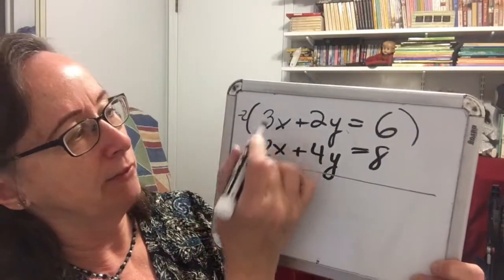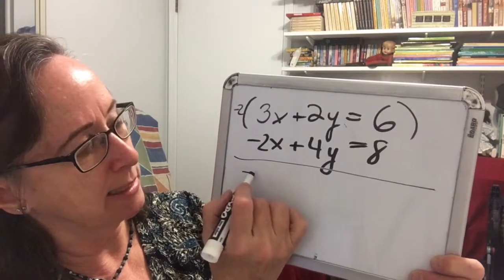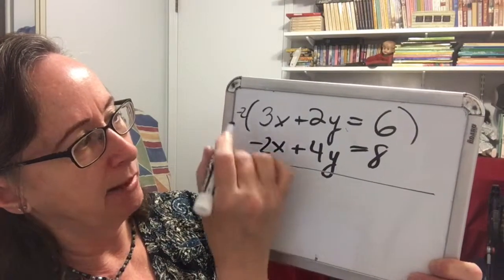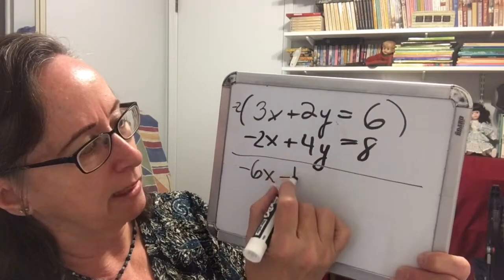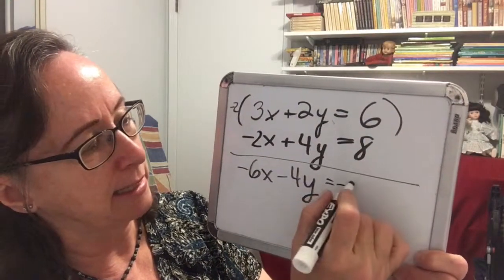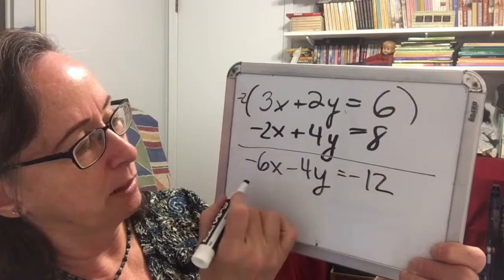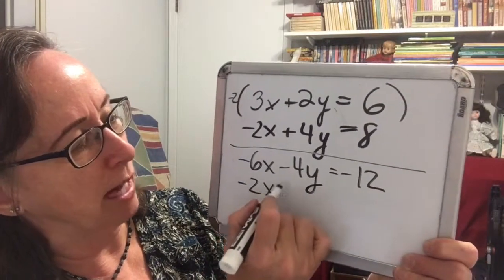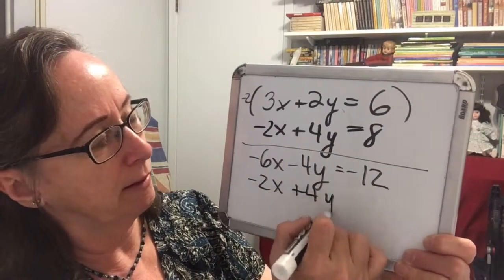So we're going to have -2 times a 3x is -6x. Then -2 times the 2y is -4y. And then -2 times the 6 is a -12. And then on the bottom we got a -2. I'm just copying this line down.